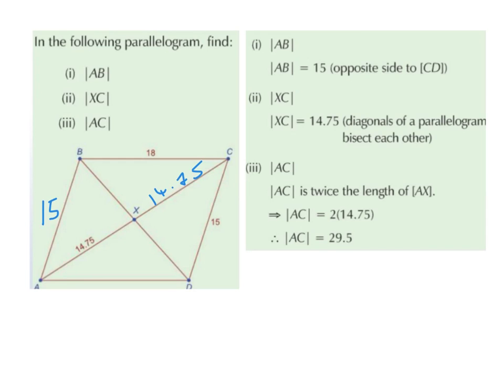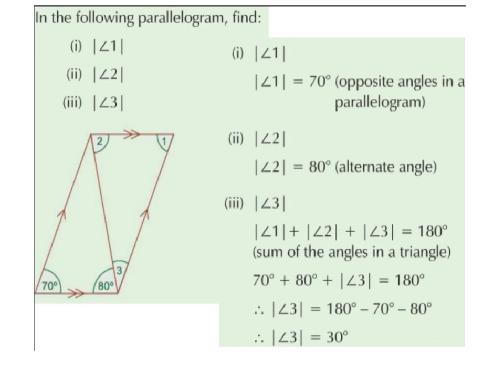We weren't asked anything else, but if we had been asked what the length of AD is, it's going to be 18 because BC is 18. And if, for example, BX was 10, then XD would also be 10, but we weren't asked anything else.